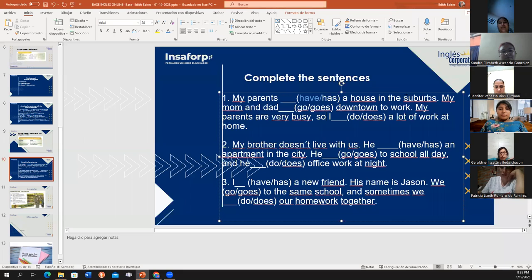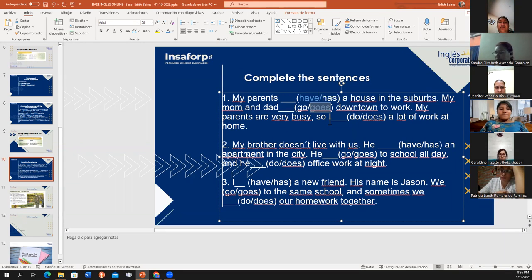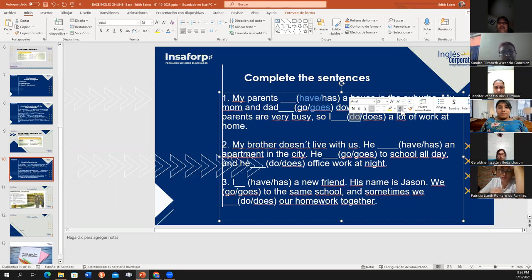Okay, have a house in the suburbs. My mom and dad, Abigail de Los Angeles. Go or goes? Goes. Okay. Downtown to work. My parents are very busy, so I do or does? I do. Okay. Good.